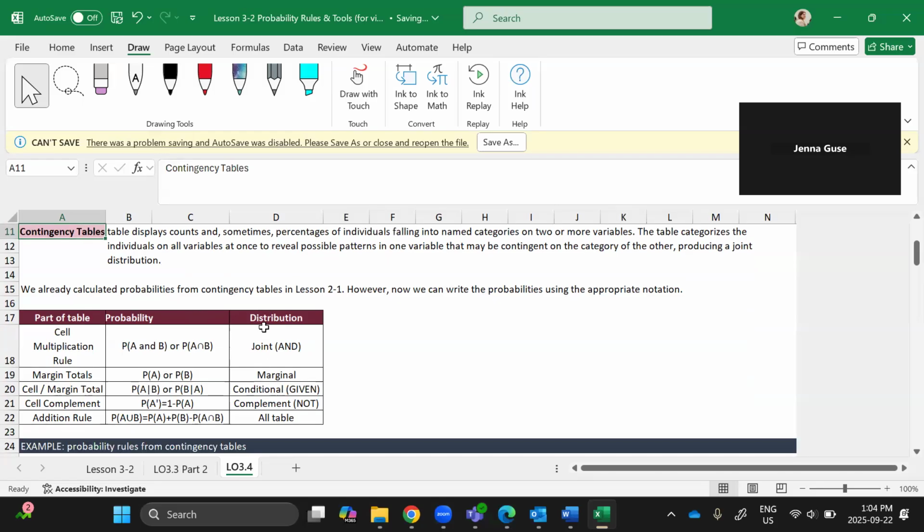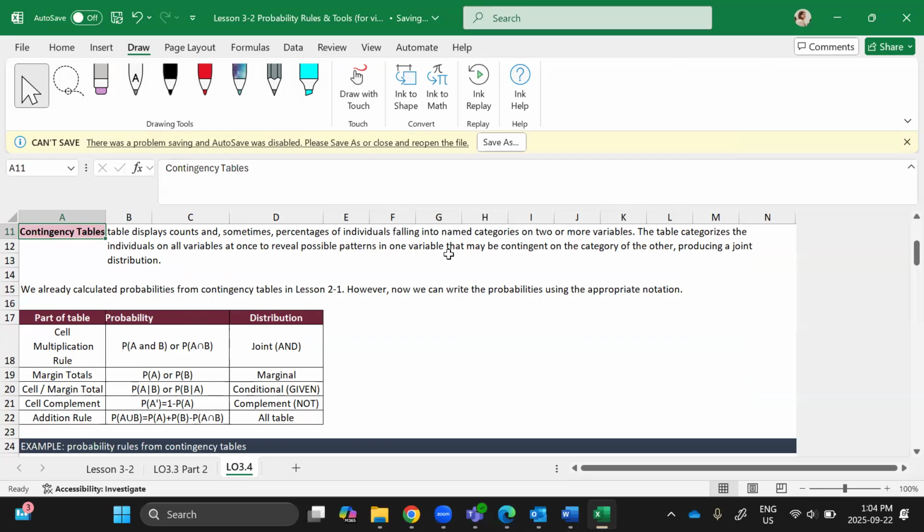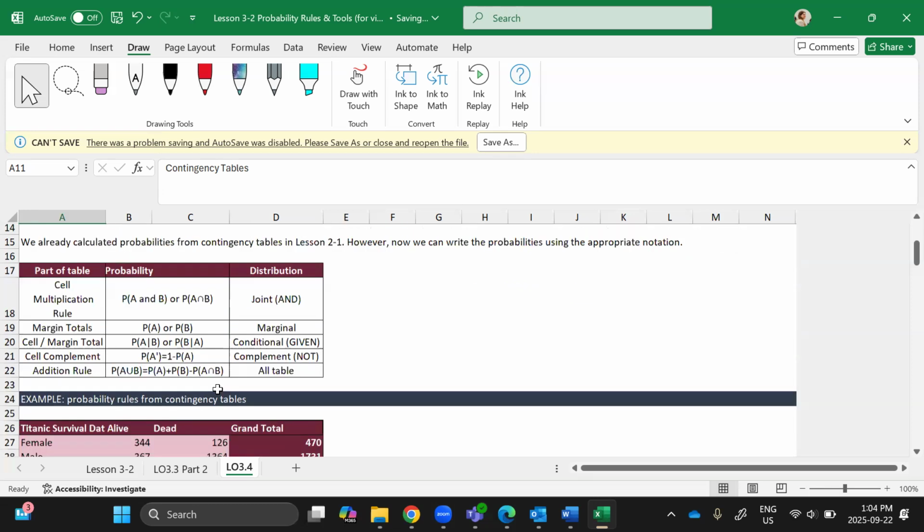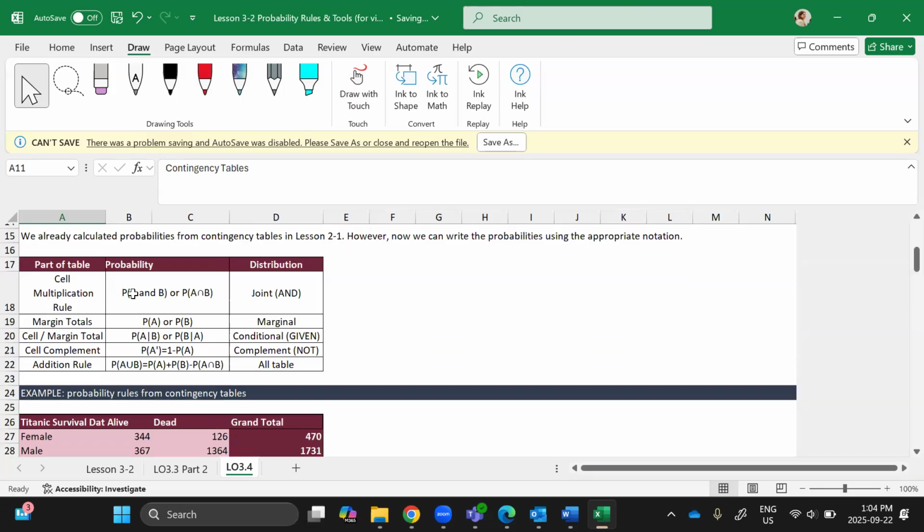We did them for the Titanic data set. However, now that we've actually learned about proper notation for probability, we can write out our probabilities with a lot more accurate definitions and notation. When you're looking at a contingency table, the individual cells will be the joint distribution. That's the and probabilities that we can represent with the word and or the intersect symbol.